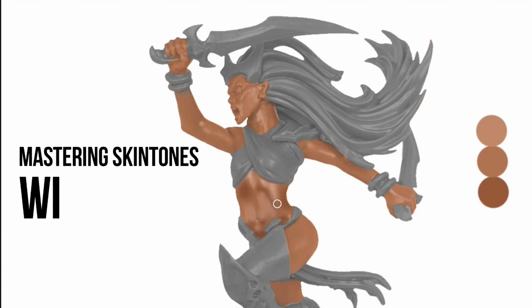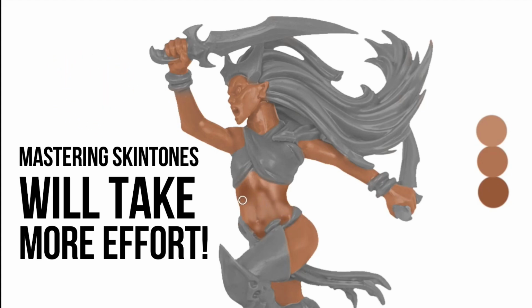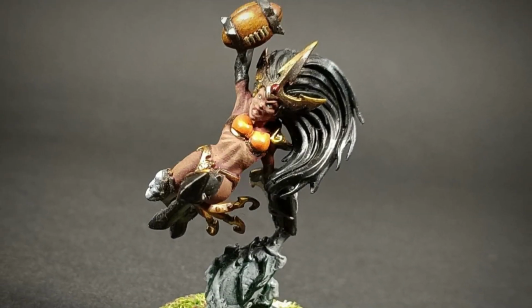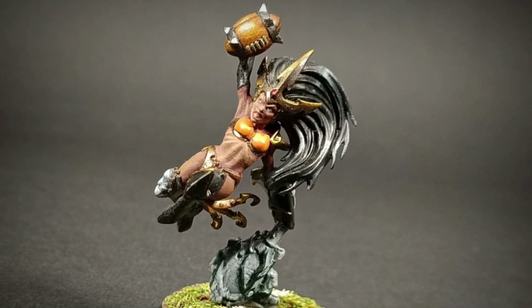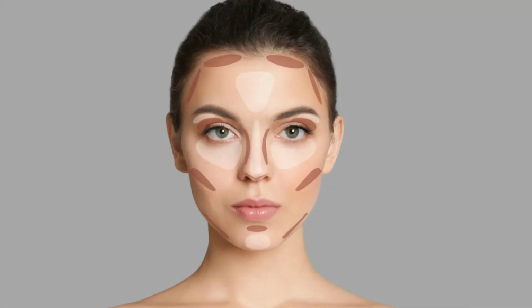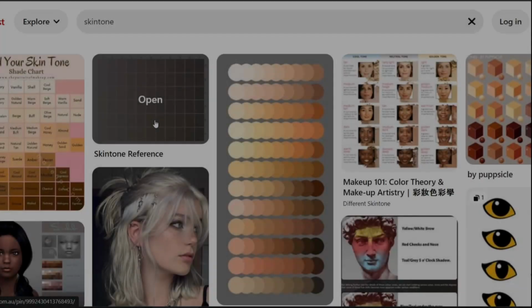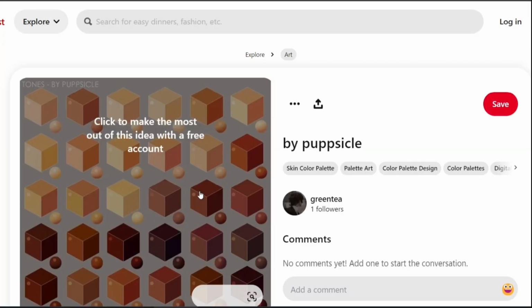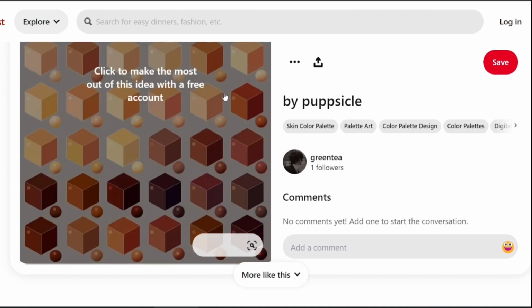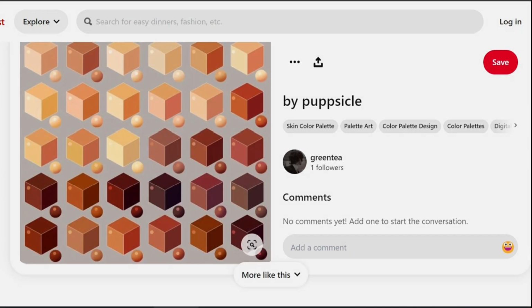Learning and mastering skin tones is going to take a lot more effort than anything else because humans pay special attention to human characteristics. A good place to get references for skin is taking a look at makeup articles or even editorial pictures of models. Sometimes if you go into Pinterest, they will also have pre-made swatch guides of skin tones for you to go off of. So what you're saying here is go outside of the miniature hobby.